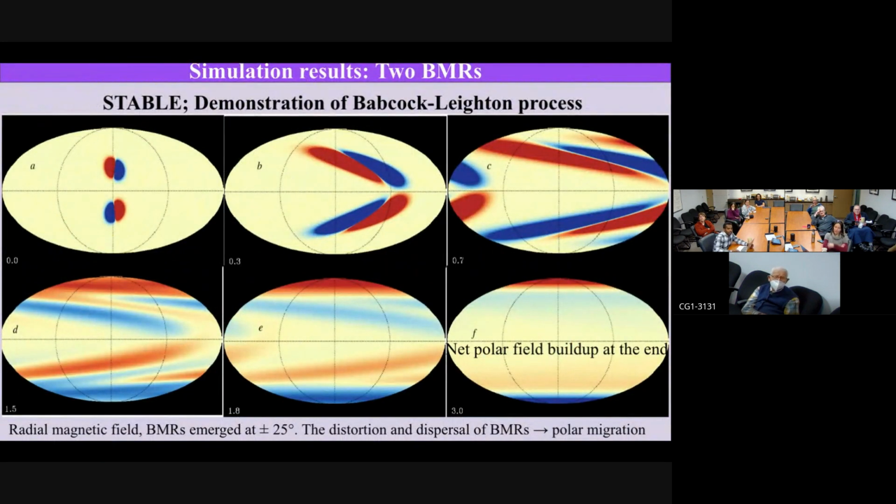Okay, this shows the demonstration of the Babcock-Leighton process, with one BMR in each hemisphere, and the radial magnetic field, or the BMR emergence, is at 25-degree latitude in both, which is symmetric in both hemispheres. Due to the differential rotation and meridional circulation, the meridional circulation takes the production of polar field to build the polar field up. That's the net polar field buildup at the end, for one BMR in each hemisphere. So this shows the polar buildup and polar field migration.